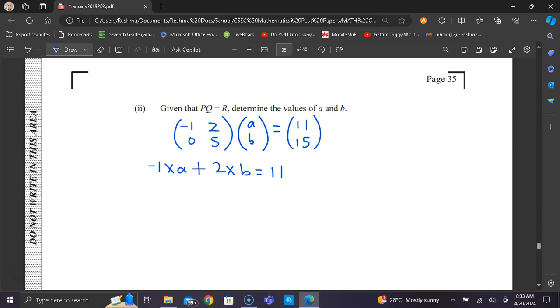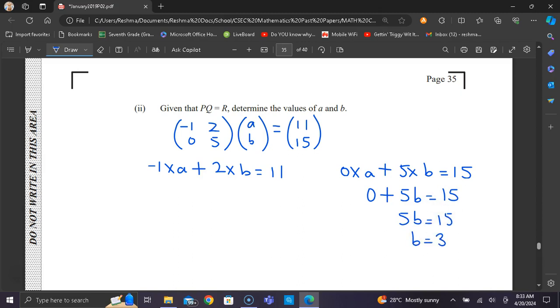Now let's multiply row 2 by column 1. So that's 0 times A plus 5 times B. And that will be equal to the second number in matrix R, which is 15. So let's look at the second equation here. 0 times A is 0, 5 times B is 5B. So notice how the A is eliminated, so we can solve for B. So if 5B is equal to 15, then B is equal to 3.